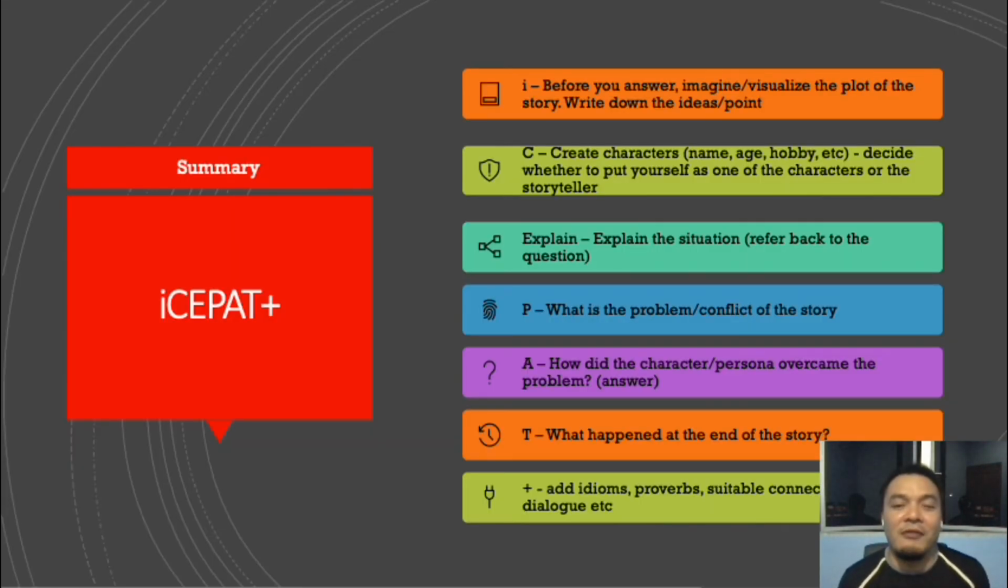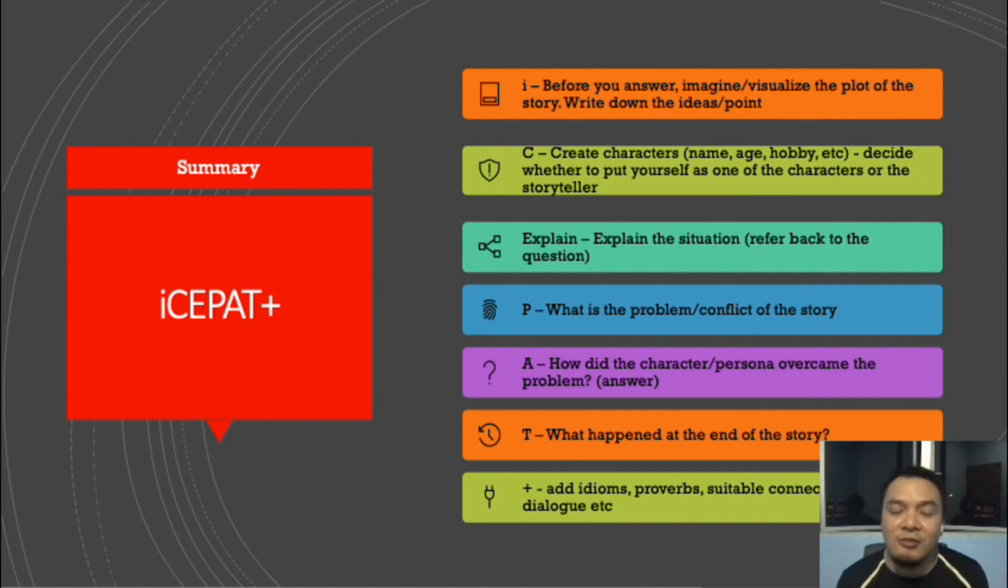This is a summary of iCEPAT Plus that you should know. Now, for your practice, I need you to write a 5-paragraph essay with each paragraph belonging to a letter of iCEPAT Plus. Paragraph number 1, C. Paragraph number 2, E. Paragraph number 3, B. Paragraph number 4, A. And paragraph number 5, D.